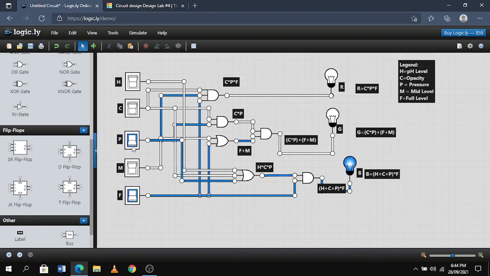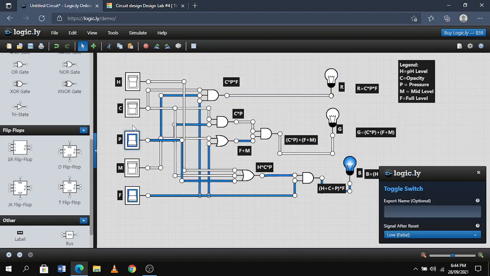For our function 2, we will turn on the green light if there is high opacity and high pressure, when the levels are either mid or full. I'll show first. I already turned on high opacity, C, and high pressure, letter P, and let's go first with the middle level. Middle level is at logic 1, so the green light turns on. It's the same when it reaches full level, the green light is also turned on. So that's for our function 2.